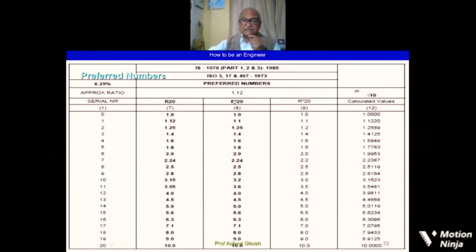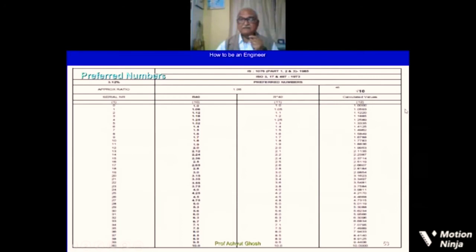This is my very favorite series. In all my designs, whatever data I have selected, I use this R20 series. Any range, I'll give 6.25% within the demand. Then this is, of course, the 40th root of 10. This is 3.12% of the demand.